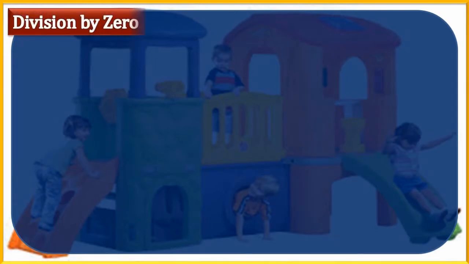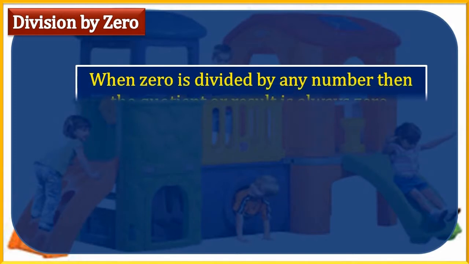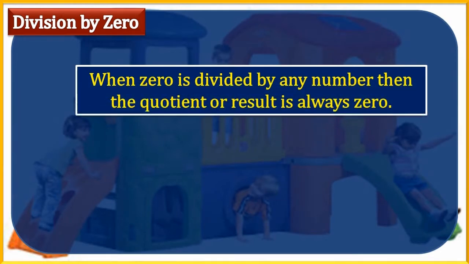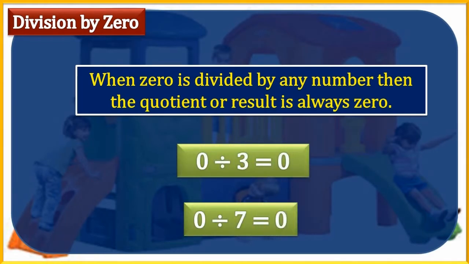Division by 0. When 0 is divided by any number, then the quotient or result is always 0. So here, in this example, the quotient will be 0.